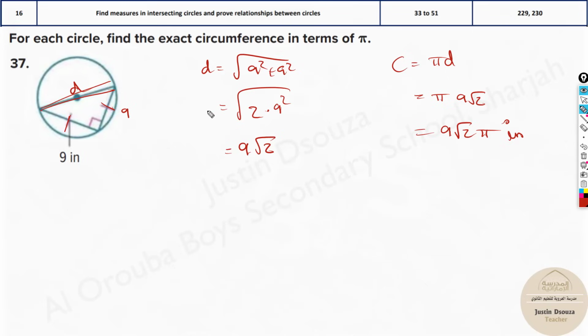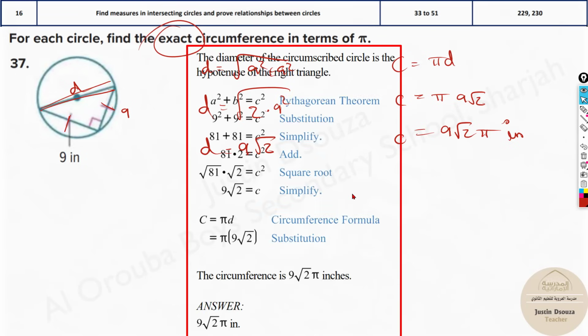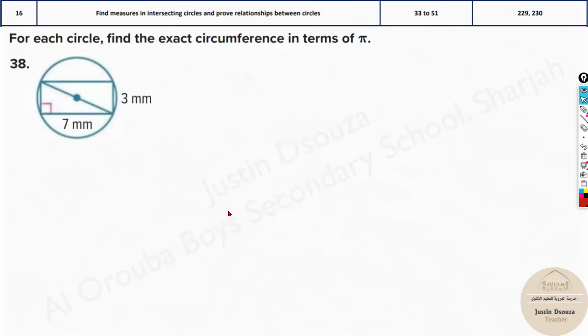Keep it like this itself. Even in your calculator, you'll get 9 root 2 itself, because they want the exact circumference. That would be the answer. So it is 9 root 2 pi inches. Please do try these problems by yourselves.